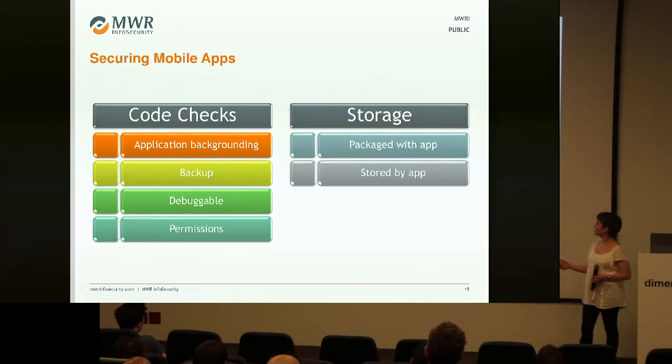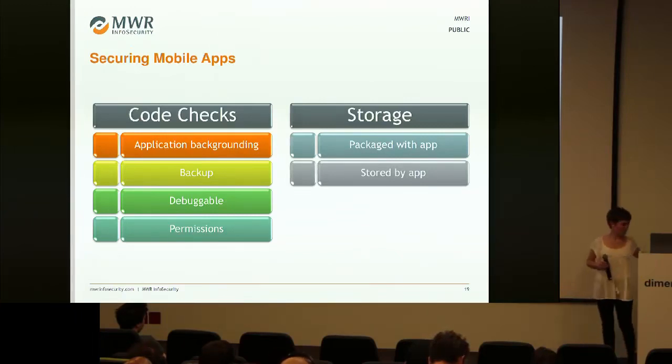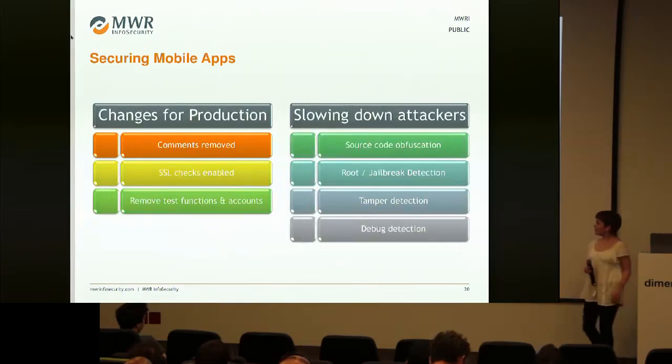Then also look at your storage, and not just what is stored by the application, but also what your packaging of the application contains. An Android APK is essentially a file. You can unzip it, and there's a folder in there called assets. Anything that you ship with your application will be stored in assets. So if you've got SSH keys because you're connected to an SSH server, those are accessible. And if you've got the private key, yeah, that's a problem.